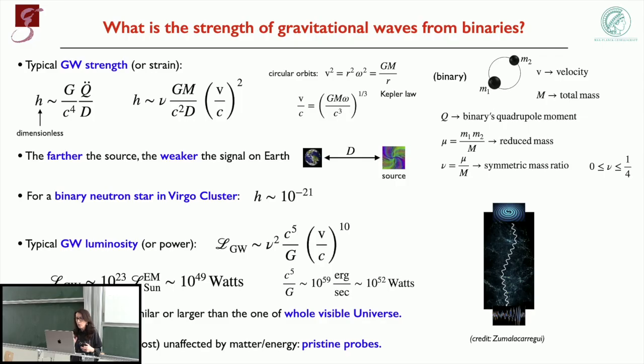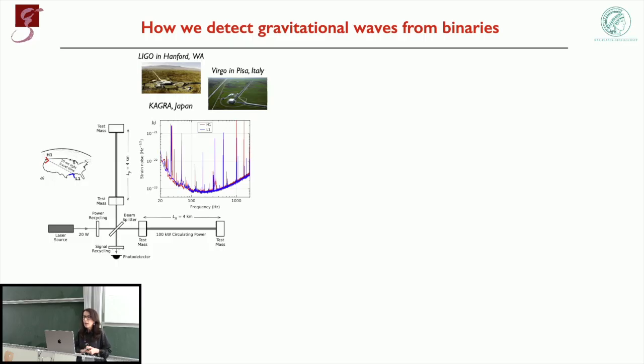But I will show you at the end that with more sensitive detectors in the future, we have to start worrying about effects like the one called gravitational lensing, that we also have in electromagnetic astronomy. Okay, so we detect these sources with interferometers. And this is just a scheme of one of the interferometers.